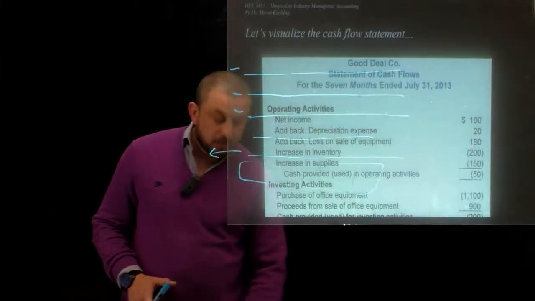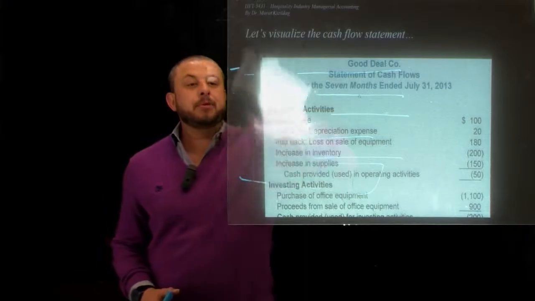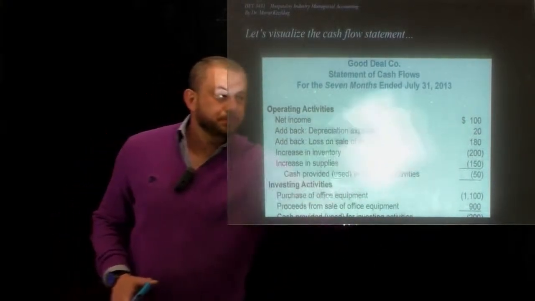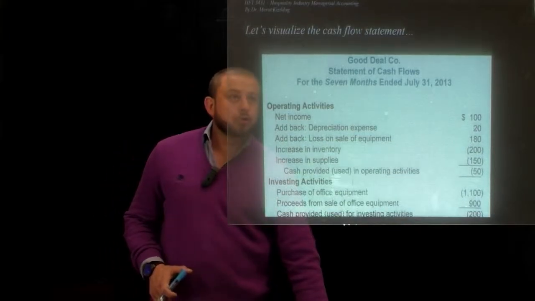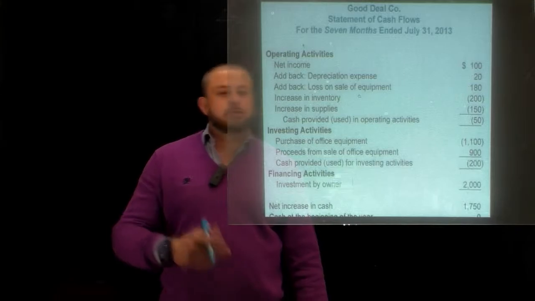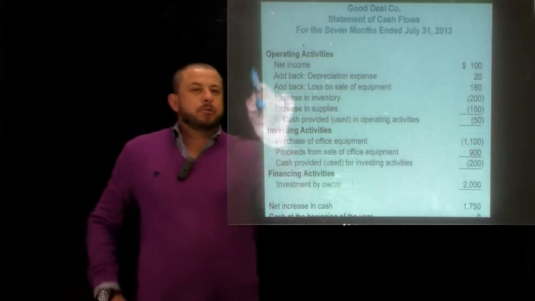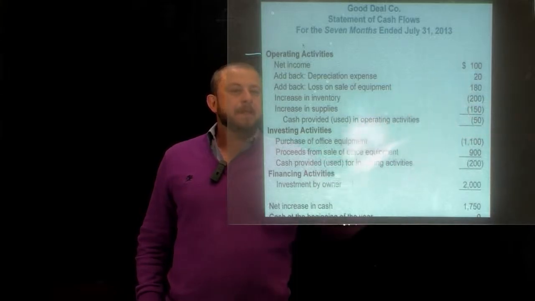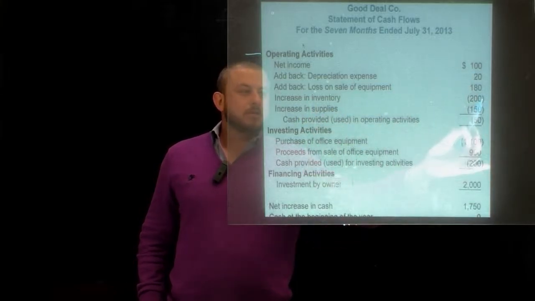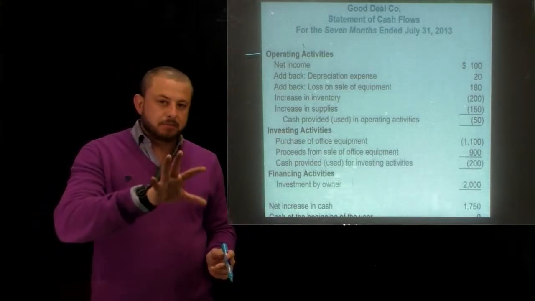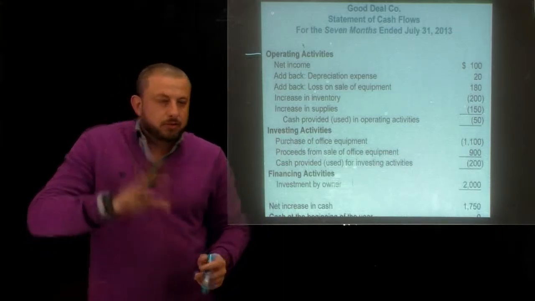Okay, take a look at this. I'm going to show you an example, and this will be the end of our short lecture today. So this is Good Deal Corporation. Of course, these are all examples. We have operating activities, with net income listed as a plus sign, increase in inventory, increase in supplies. These have to be negative because we have to convert pluses and minuses. Again, I'm not touching base with them, not for this course.